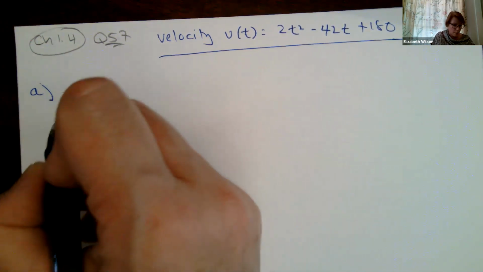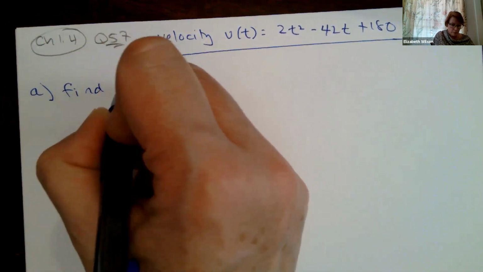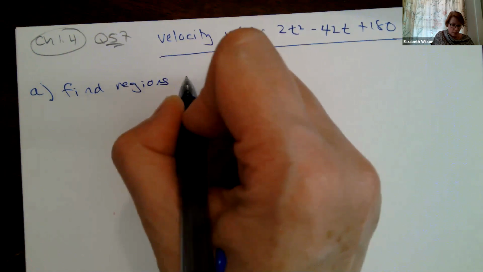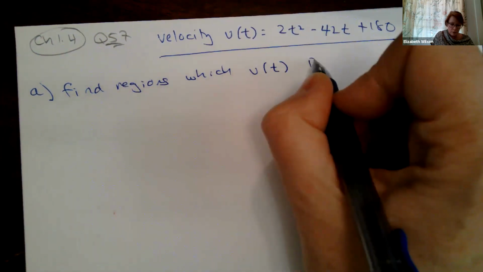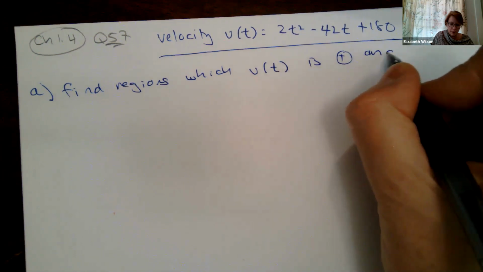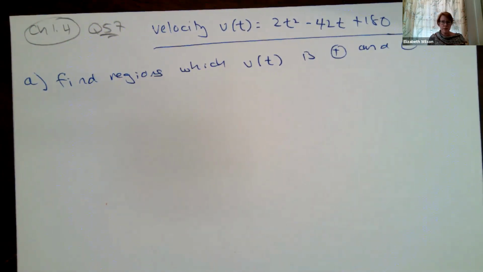All right, so our speed function. So what we want to do is we want to find regions in which v of t is positive and negative, because speed's always going to be positive, right? Like velocity is a vector, but I have to be able to find where it's positive and negative. If it's negative, I have to make it positive so I can just add everything up.